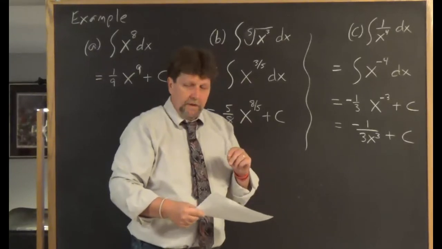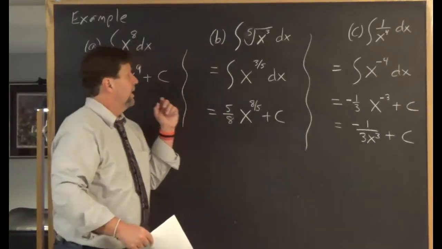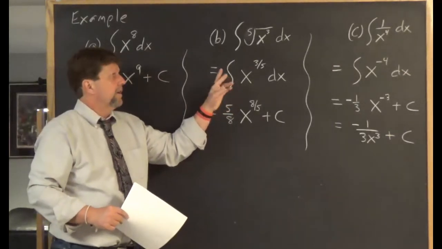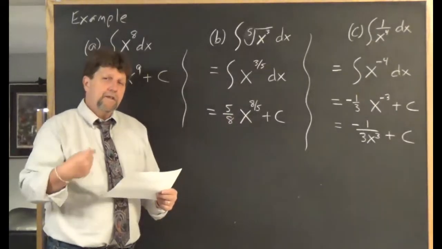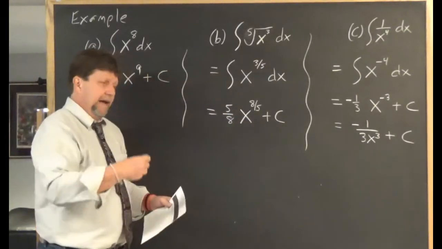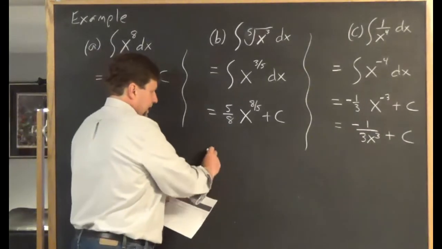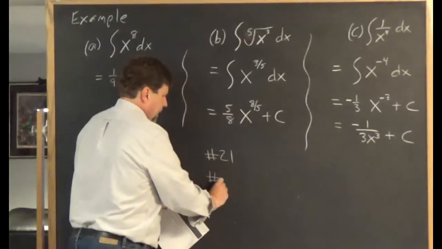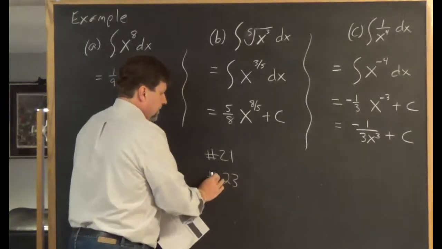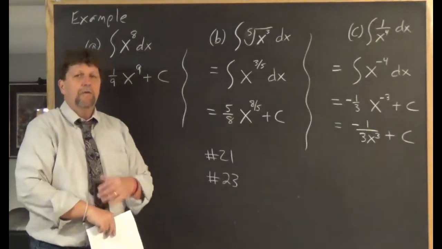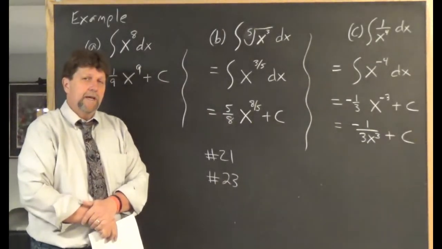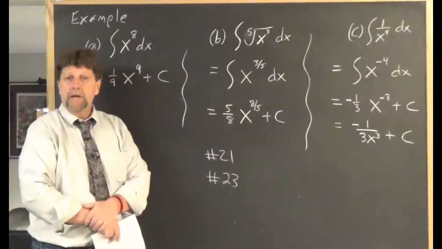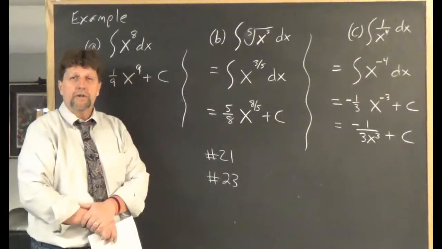So there's 3 examples of using the power rule. And we had to use some algebra to get us started in parts B and C. So to practice using the power rule, in section 6.1, I would like you to do number 21 and number 23. So go ahead and pause the video, do numbers 21 and 23. After you've done numbers 21 and 23, restart the video, and I'll be here at the board to work out the solution to make sure you're correct.